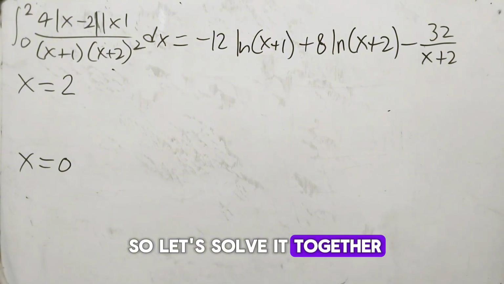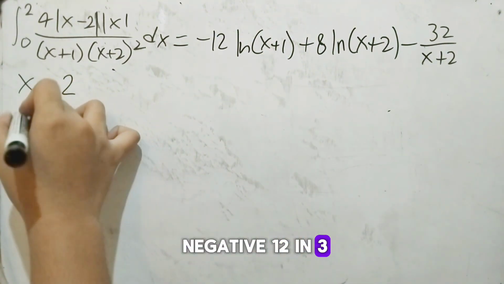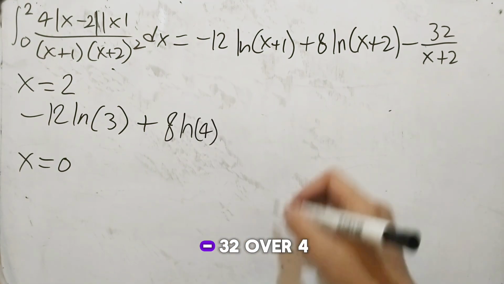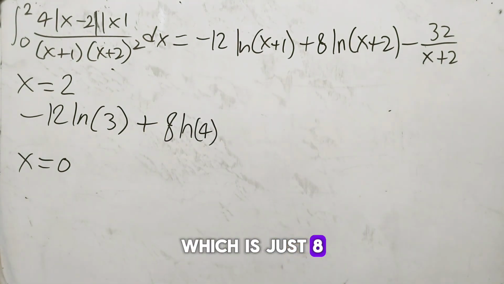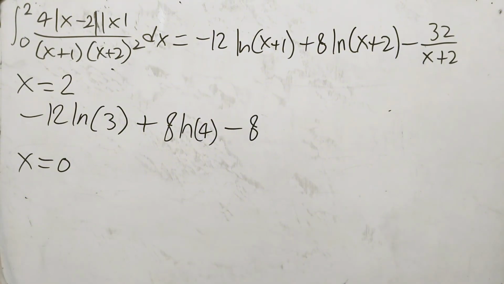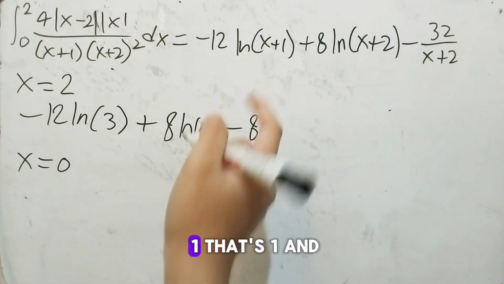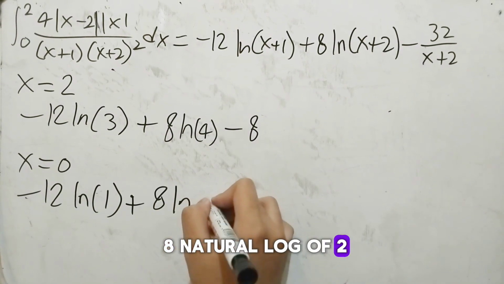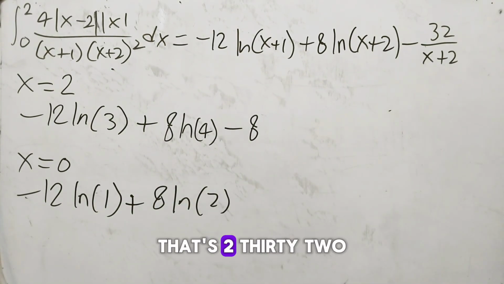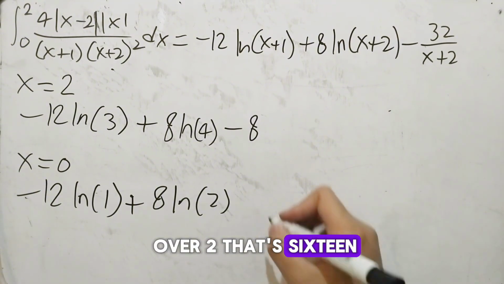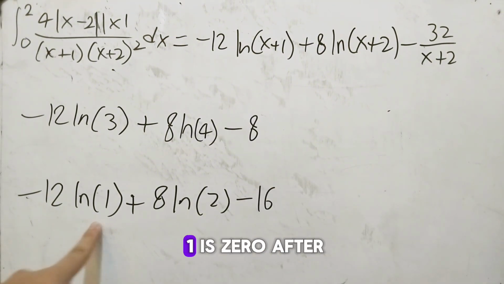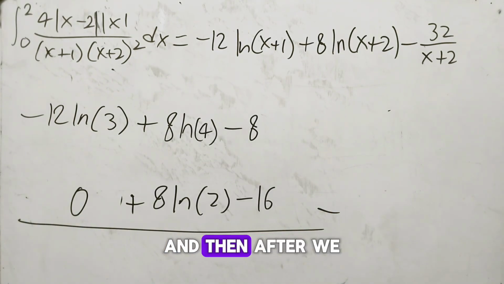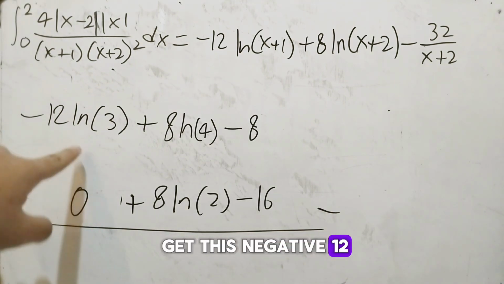So let's solve it together. It's going to be negative 12 ln 3 plus 8 ln 4 minus 32 over 4, which is just 8. And then for the next one, at 0, we have 0 plus 1, that's ln 1, and then 0 plus 2 is 2, so it's going to be 8 natural log of 2. And then 0 plus 2 is 2, and 32 over 2 is 16. Also, guys, the natural log of 1 is 0. After we have this, I'm going to subtract everything.